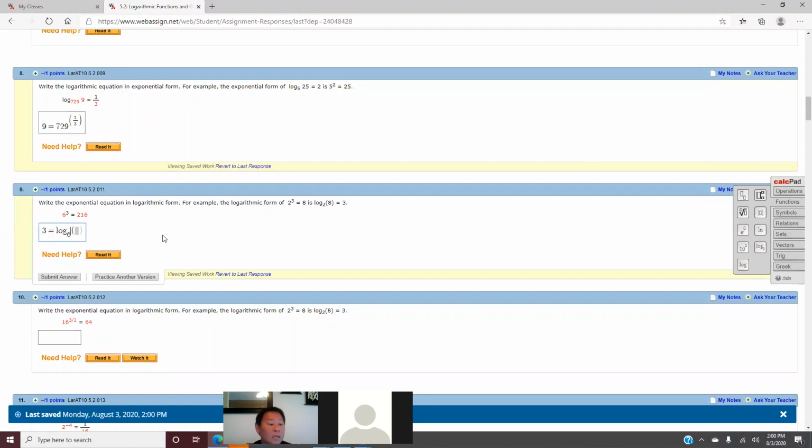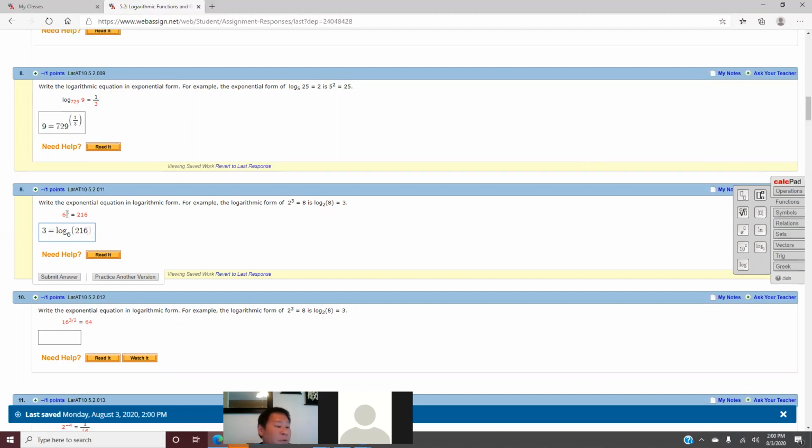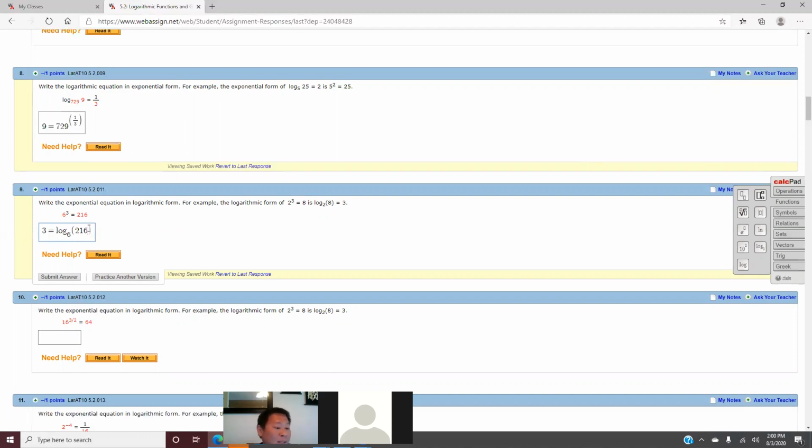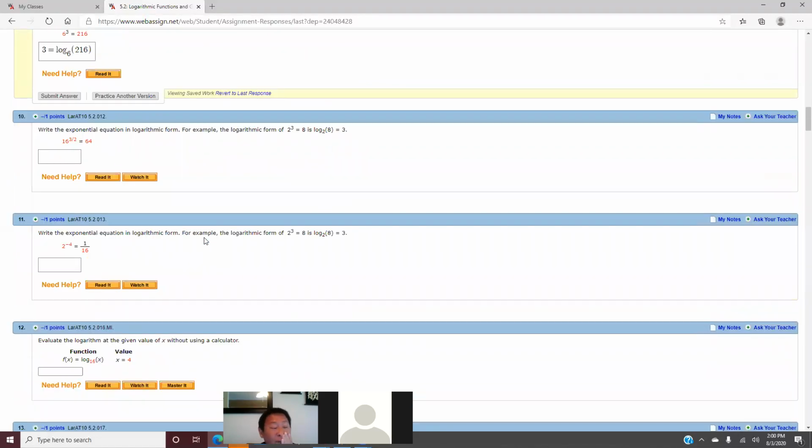Log 6, 216. So this is how you find the log. The 6, because you move the base from here to there, and then 216 is here, and then close your parentheses. Don't forget to close your parentheses. And this is how you do this question. You guys doing all right here? So it's pretty much a straightforward type.